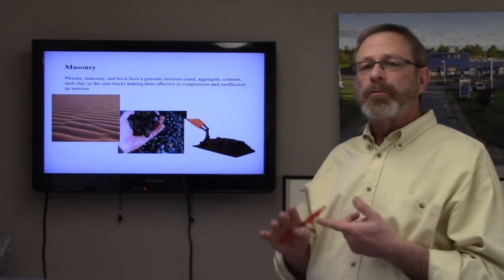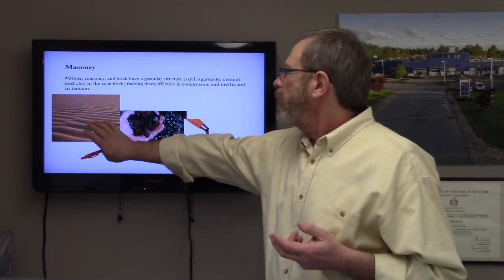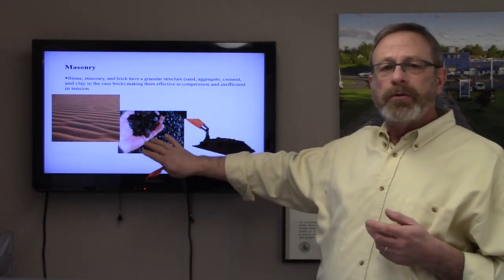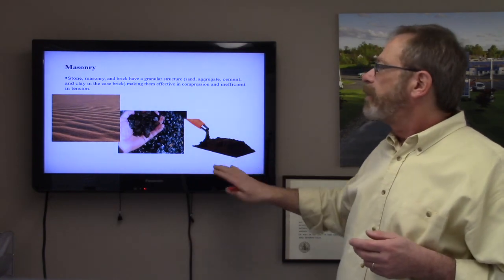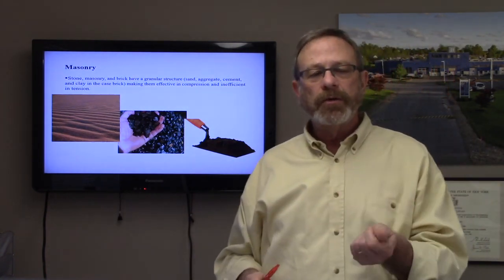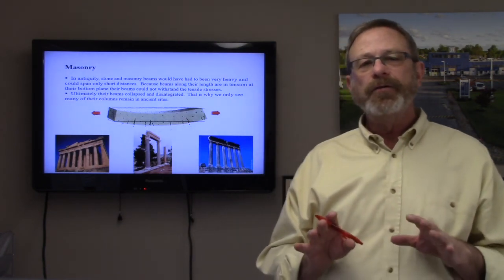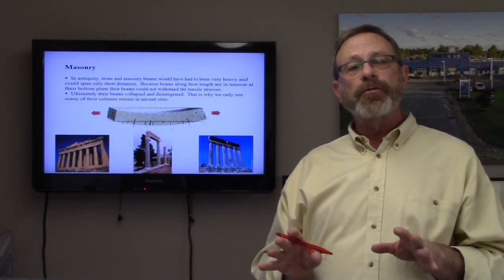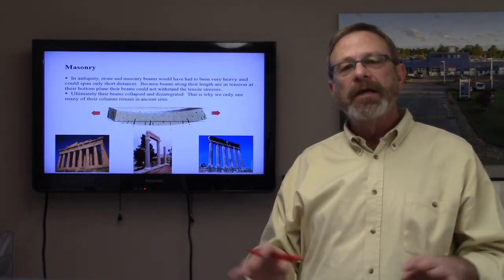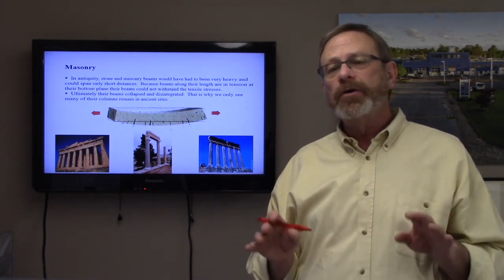So stone, brick, masonry are made up of clay or sand, stone or aggregate, and cement. Those are granular materials, grains. So they're good in compression, but they're not good for beams which need to span and stretch along their bottom edge in tension, which they are not good at resisting.